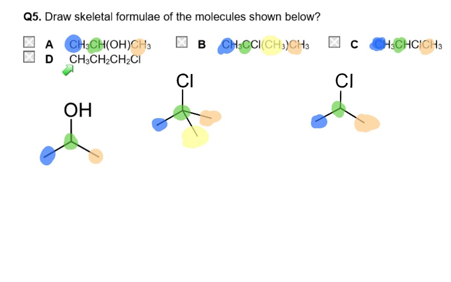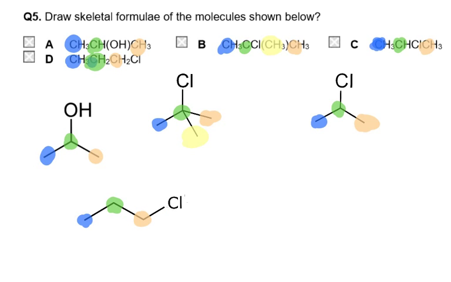Finally, in option D, we have 1, 2, 3 carbons with the chlorine on position 1. So we actually start naming from this end, 1, 2, 3. So this would be 1-chloropropane. The first carbon here is this one here, the second is this one over here, the third one is there, and finally the chlorine on position 1 is this one over here.